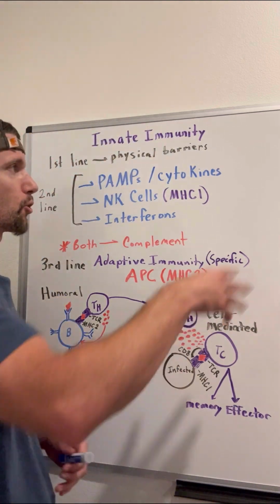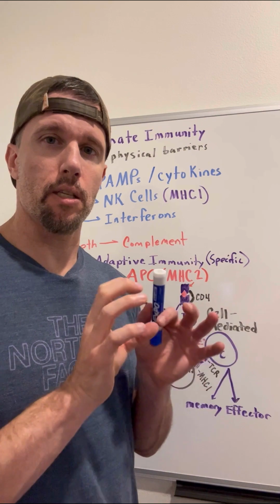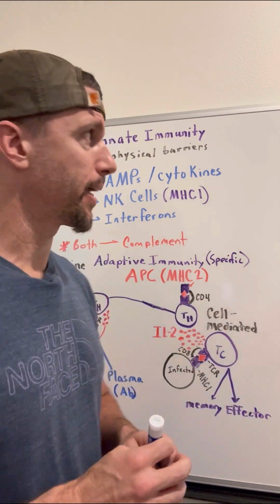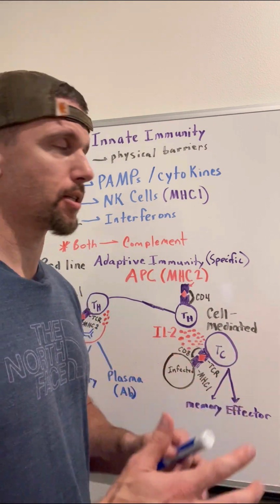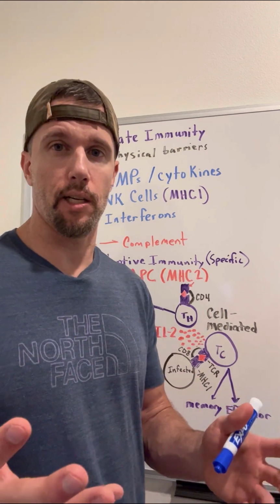Just to recap, whenever a pathogen gets in our body, it has this little signature on its surface called pathogen-associated molecular patterns. They're recognized by toll-like receptors from our phagocytic cells and some other cells in the body, and they will respond to whatever kind of pathogen it is.